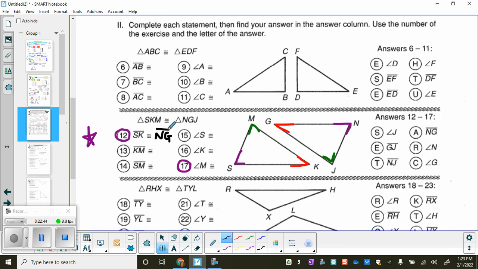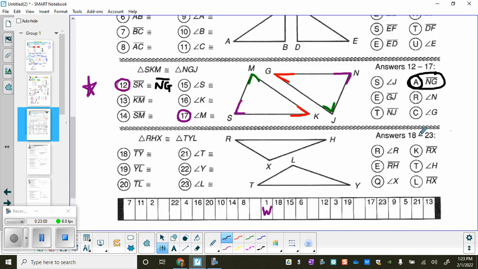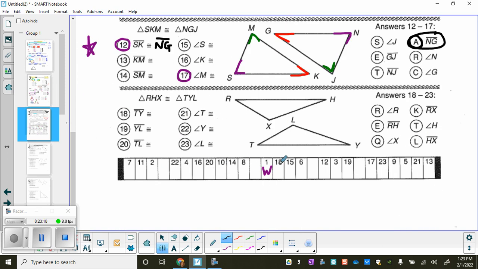Now over here, I just matched number 12 with NG. So over here, I'm looking, here it is. So see how number 12, there's its answer, which means I'm going to fill in with letter A. So 12, I matched up its side. I found it over here, so now I'm going to fill in the puzzle with a letter A. So 12 is right here. There's a letter A.